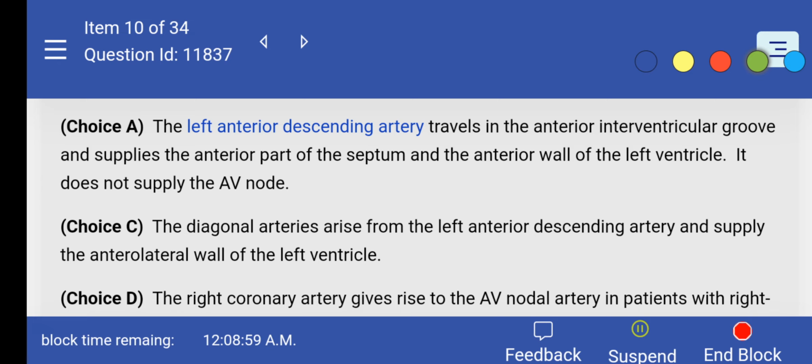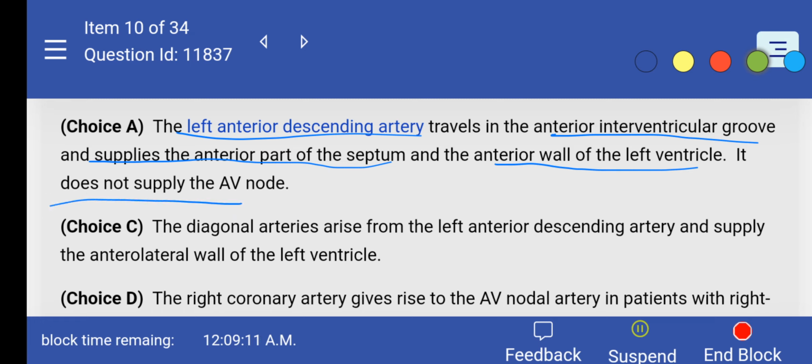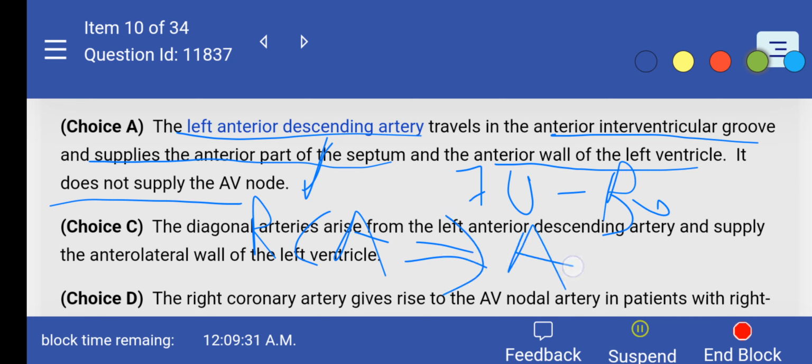The left anterior descending artery, called LAD, travels in the anterior interventricular groove and supplies the anterior part of the septum and the anterior wall of the left ventricle, but it doesn't supply the AV node. Remember this. Usually, in 70 to 80%, the supply to the posterior descending artery is from the right coronary artery. A right coronary artery in that case would supply the AV node, but in this case it is left dominant. So this couldn't be the answer.